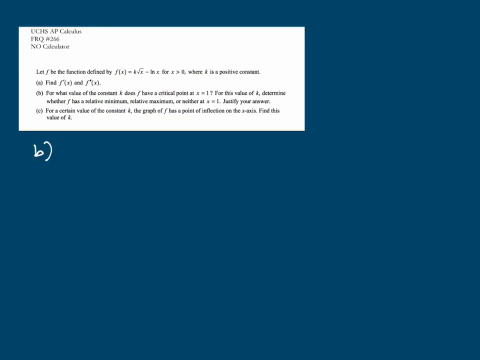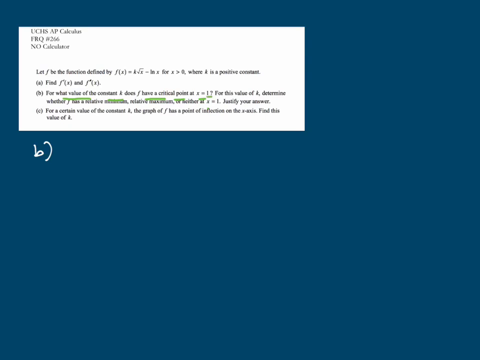All right, B says, for what value of the constant k does f have a critical point at x equals 1? For this value of k, determine whether it's a minimum, maximum, or neither at x equals 1. Okay, so basically you're going to set the derivative equal to 0, and then put x as 1 and see what k comes out to be. So do you understand that? So let's write it down.